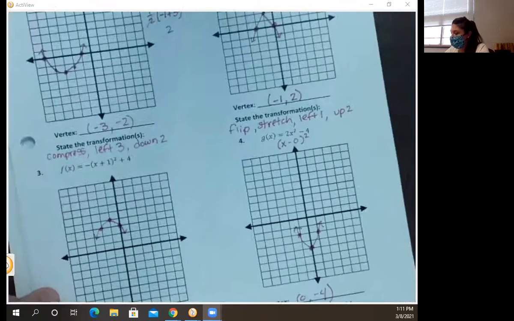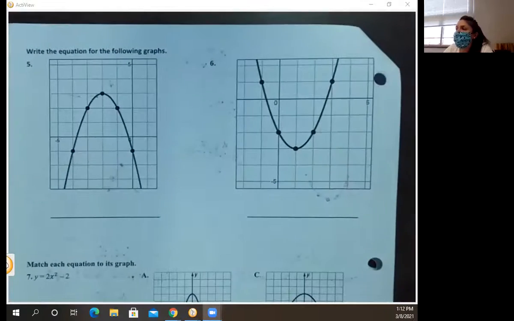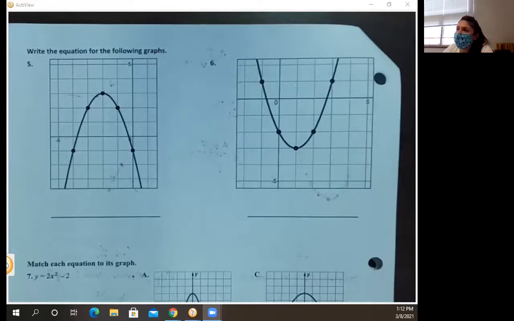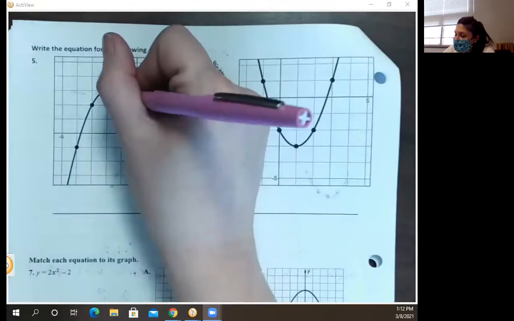On the next page, the first couple of problems that we're looking at, this time we have the graph and we want to write the function. So for the last several examples, I picked the vertex out of the function. For vertex form, I can see the vertex directly from the function. So what I'm going to do now is sort of the reverse of that. I'm going to pull the vertex from the graph.